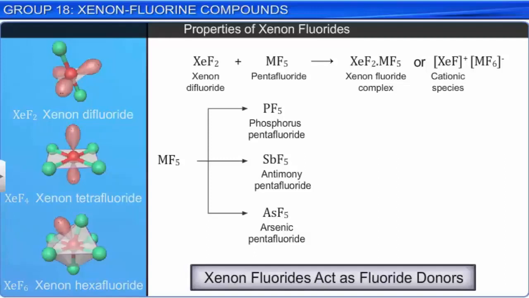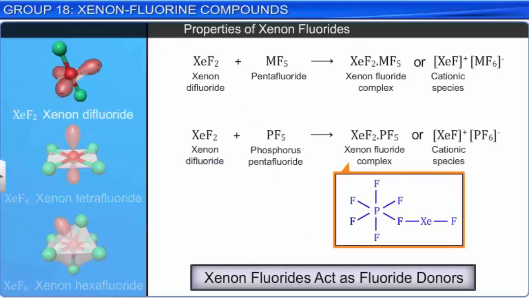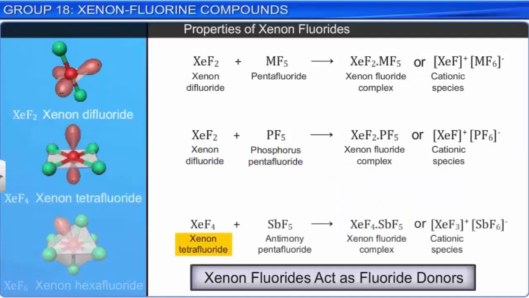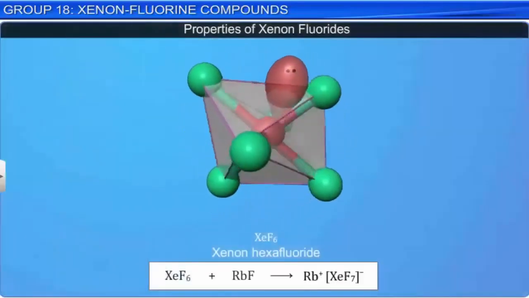Xenon difluoride reacts with phosphorus pentafluoride, while xenon tetrafluoride reacts with antimony pentafluoride to form cationic species, as shown here by the chemical equations. On the other hand, xenon hexafluoride can also act as a fluoride acceptor with rubidium fluoride.